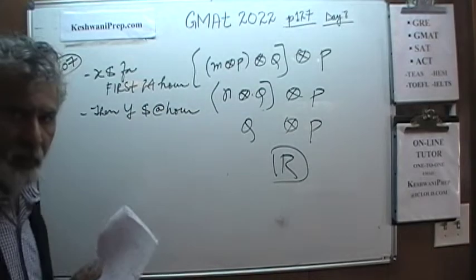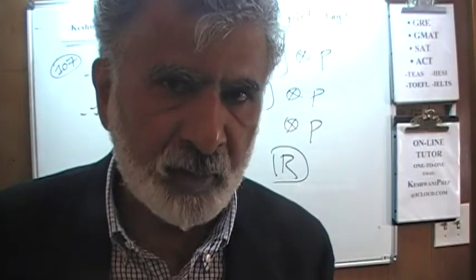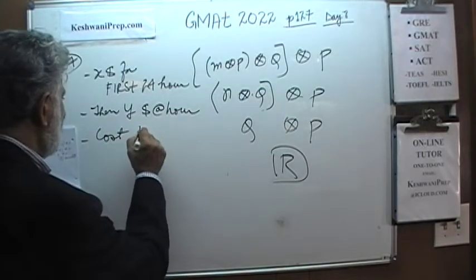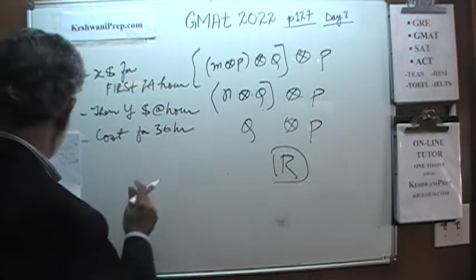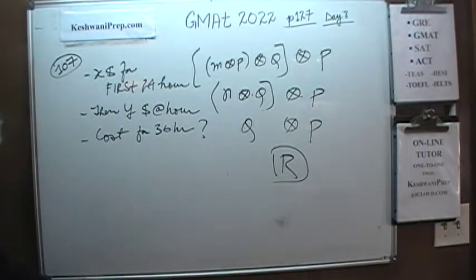This is very typical. For example, when you rent a truck from some company, they charge you a fixed amount for a day, and then after that a certain amount per hour. So the question simply is, what are we going to end up paying for 36 hours?